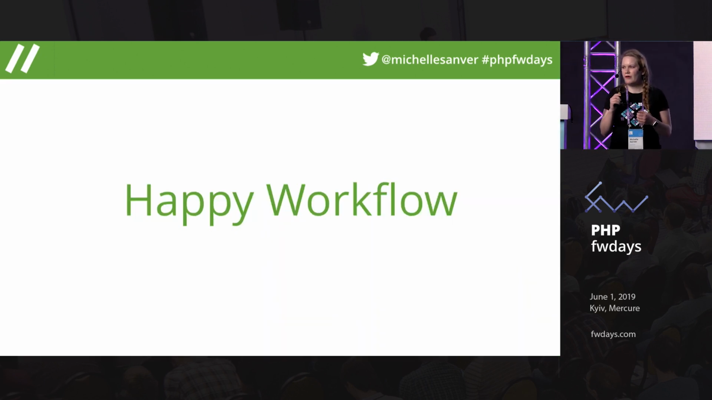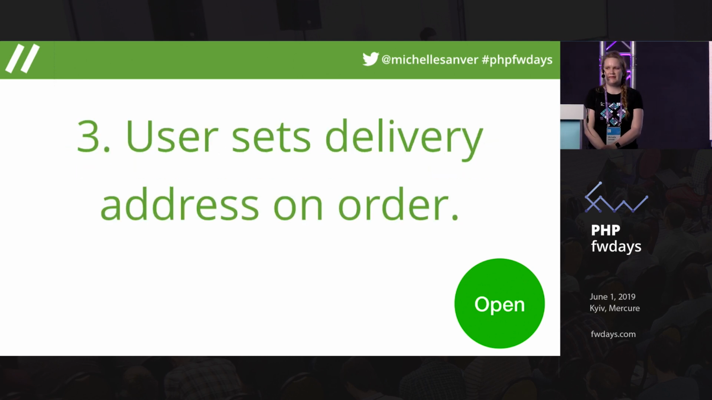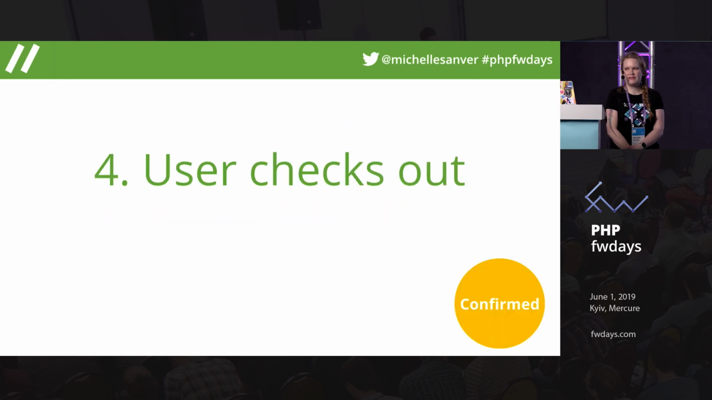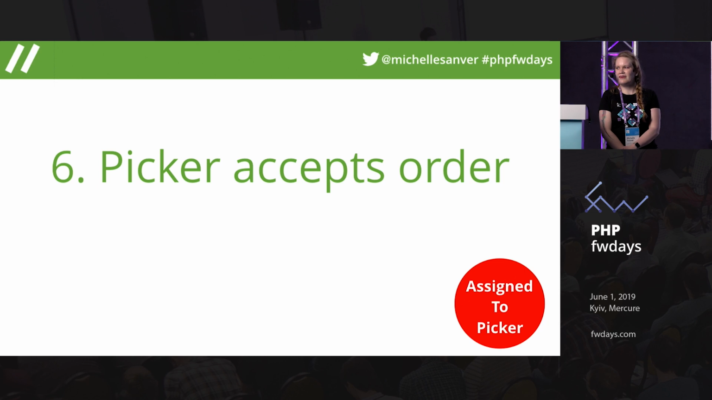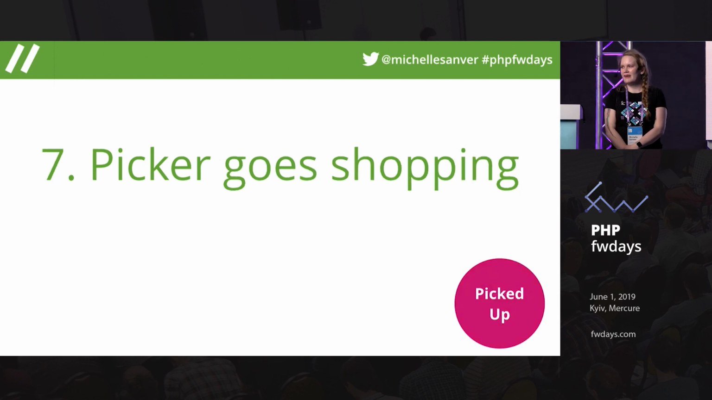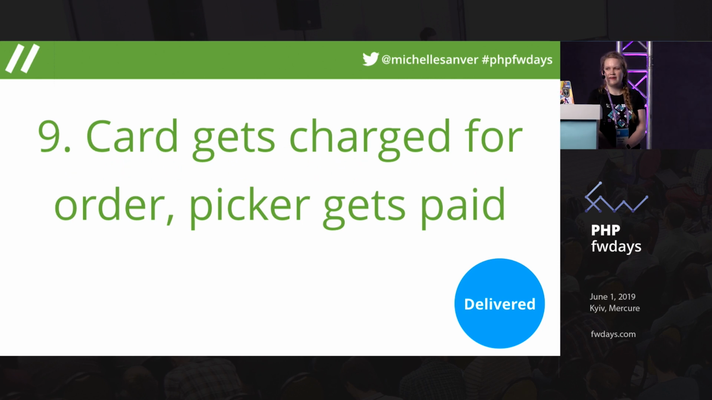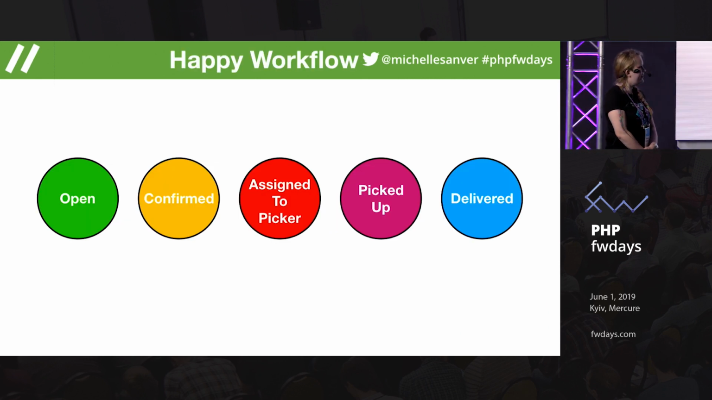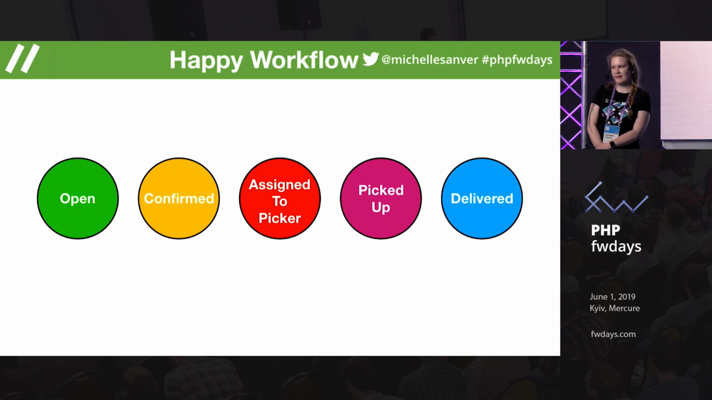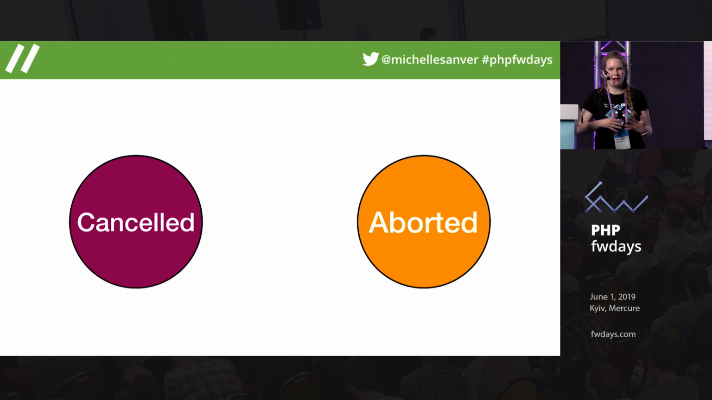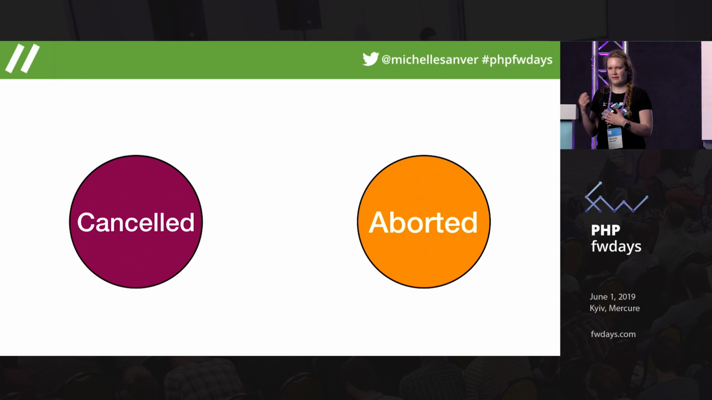Our happy workflow: an order is created, items are updated, user sets delivery address and order, user checks out, pickers get notified, picker accepts order, picker goes shopping, picker delivers the order, and card gets charged. That's a happy workflow. We see that we have open, confirmed, assigned to picker, picked up, and delivered. That's the states. And of course, then later on, we realize it's not all happy, so we have two other states, cancelled and aborted.